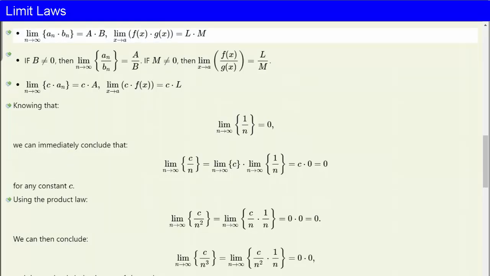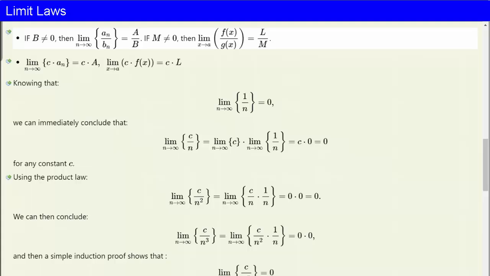Secondly, the limit of a product is the product of the limits. The limit of the sequence whose nth term is a_n times b_n, that is the product of the two sequences a_n and b_n, is the product of the separate limits, A times B. And the limit of the product of the two functions f and g is the product of their limits, L times M.